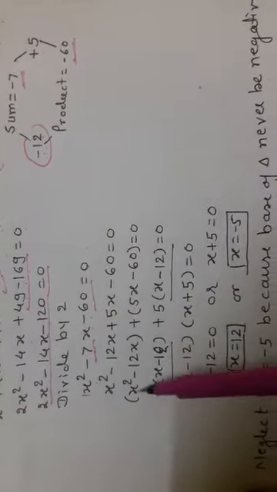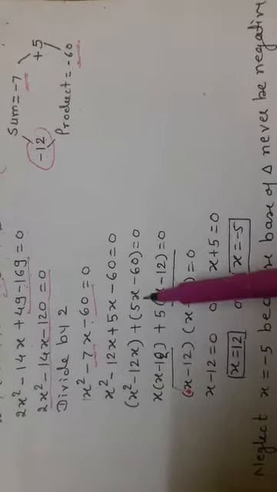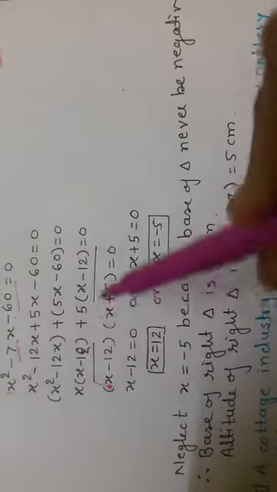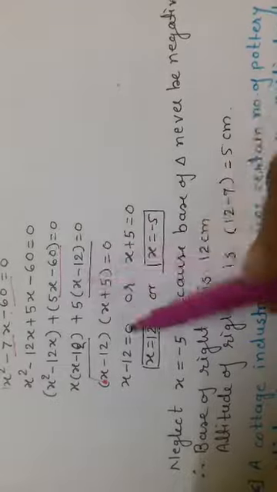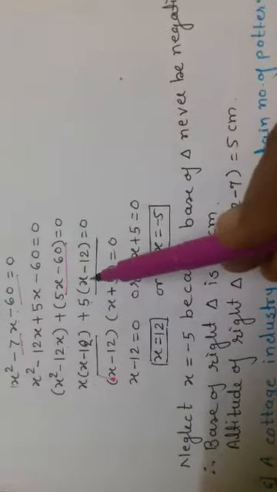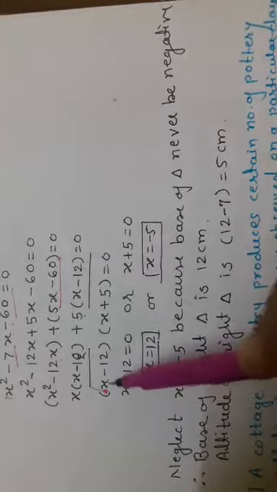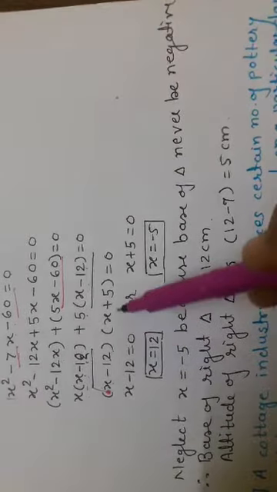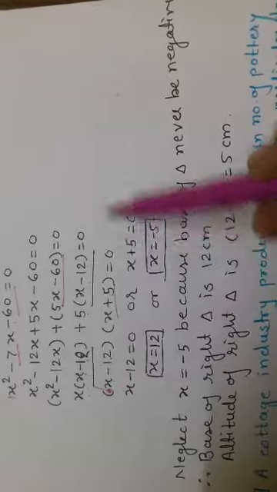We will do the grouping: x square minus 12x plus 5x minus 60 is equal to 0. x is common, x minus 12. From here, 60 is divisible by 5, that's why 5 is common, x minus 12 is equal to 0. x minus 12 is common in this term and this term. So what is left? x plus 5 is equal to 0.